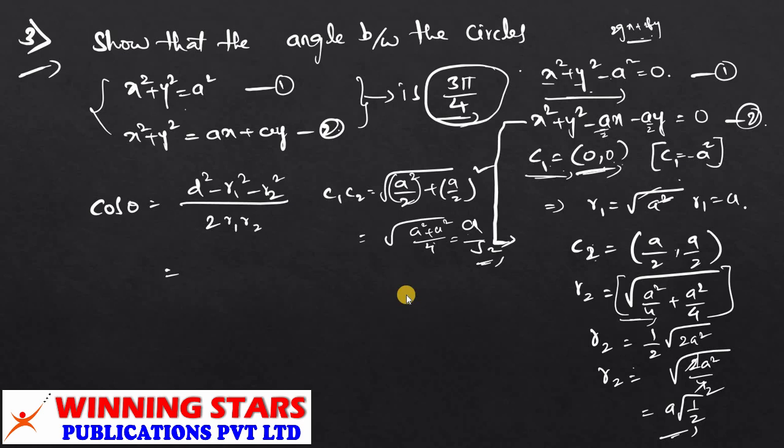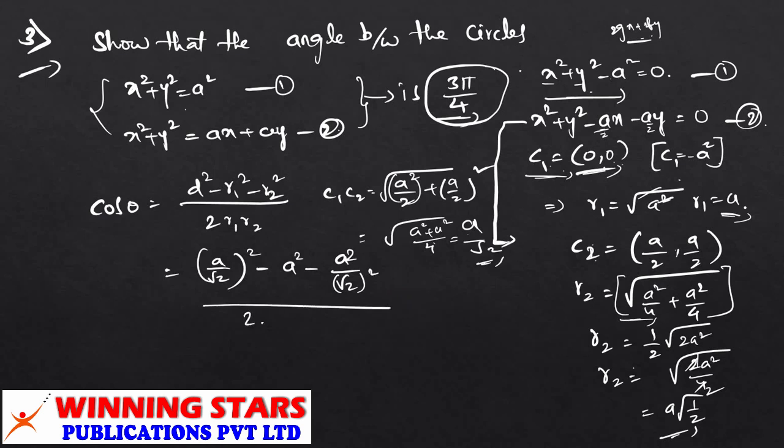So with this, the d value is a by root 2 whole square, minus r1 square, where r1 is equal to a, so a square, minus r2 square, where r2 is equal to a by root 2, divided by 2 into r1 into r2.